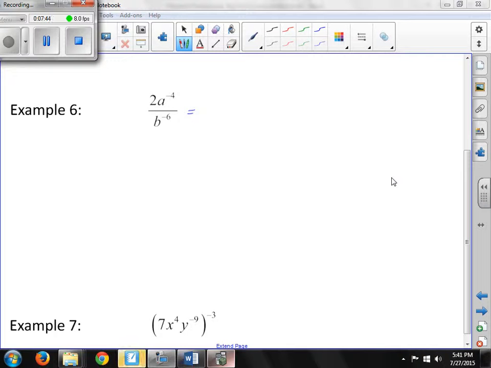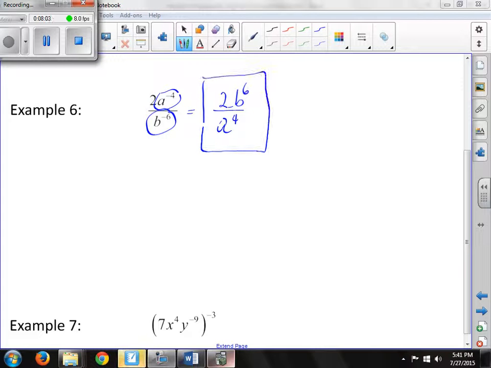Example 2. We're going to write down the 2. Now we have a negative exponent in the numerator. If we take it to the denominator, it will become positive. And we want to leave our answers with positive exponents. B to the negative 6 in the denominator becomes b to the positive 6 in the numerator. And we have a final answer here because our variables have positive exponents on them.